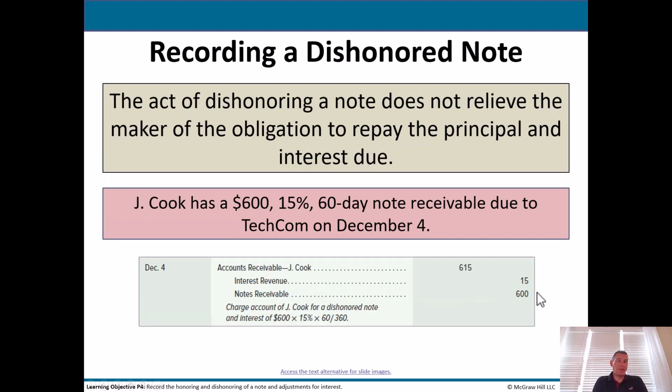So what if it's not? What if it's what we call dishonored? The act of dishonoring a note does not relieve the maker of the obligation to repay the principal and interest due. So again, same scenario. What they do now is, if you notice, they're just transferring it all to an accounts receivable. They've taken the original note, 600, they've taken the interest that they should have gotten, 15, added them together, and they've just now created an accounts receivable. So that person isn't getting out of it just because they didn't pay it.